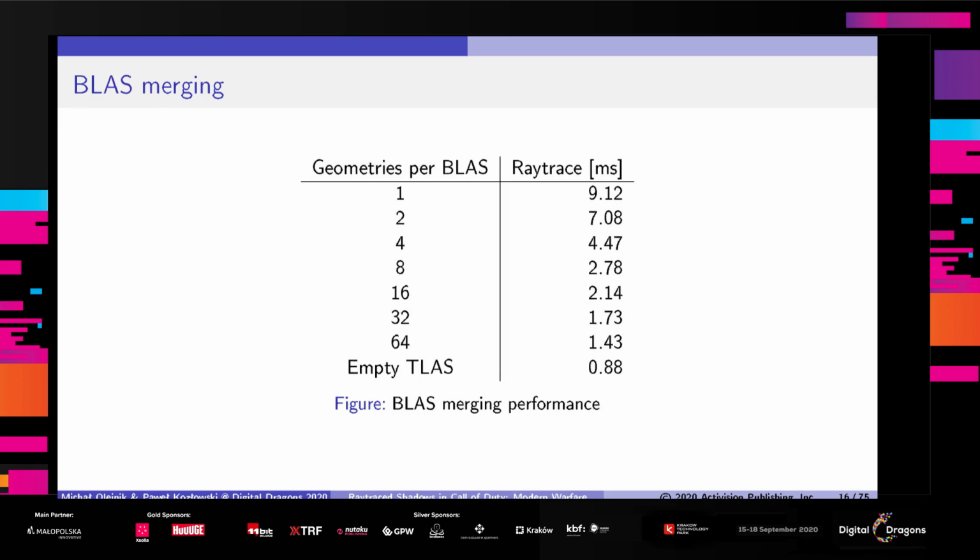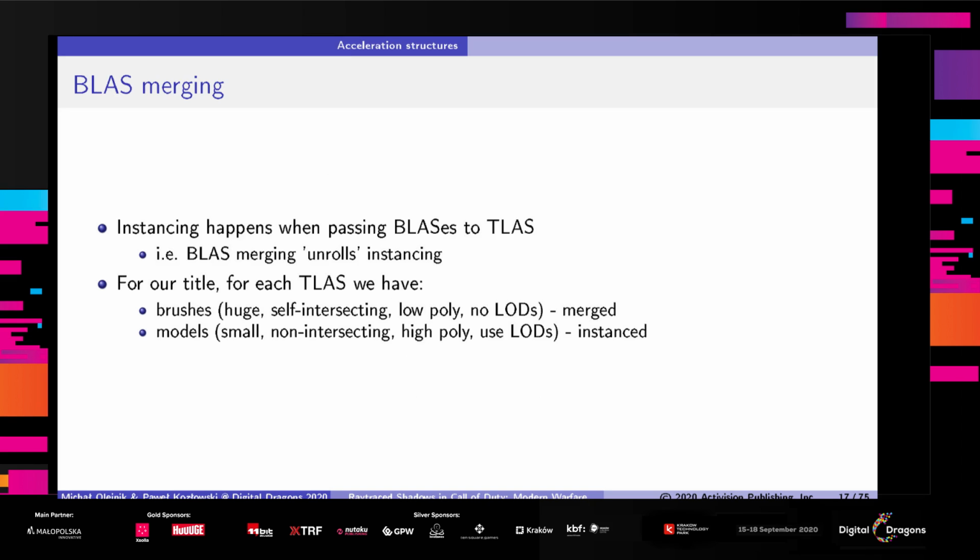And here you can see the data on ray trace time depending on the BLAS merging granularity. As you can see, doing full BLAS merging improves ray trace times by about 6 times compared to doing no merging at all. The downside of BLAS merging is that you can't reuse geometries as instances. In other words, BLAS merging and instancing are two mutually exclusive features. For us, this wasn't a problem though.